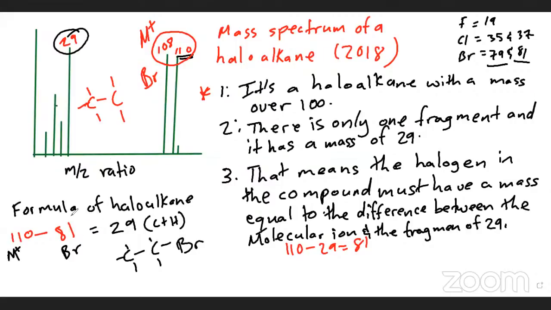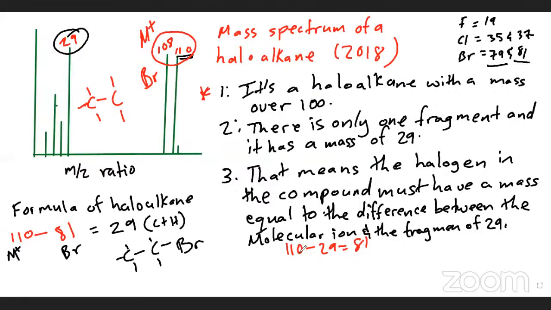If you look over to the left-hand corner, that's what we did: 110 minus 81 equals 29 atoms. But the only fragment is 29. All right, so I'm going to undo. Take a screenshot of this. Then I'm going to quickly undo for the other screen so some people can get it.